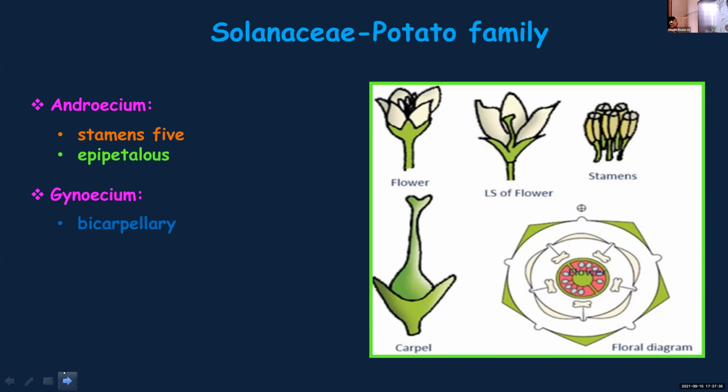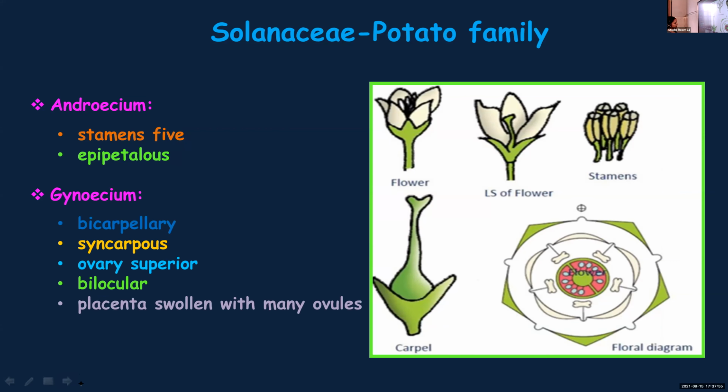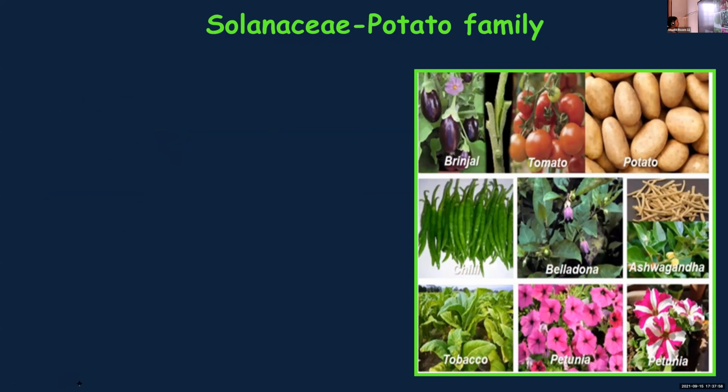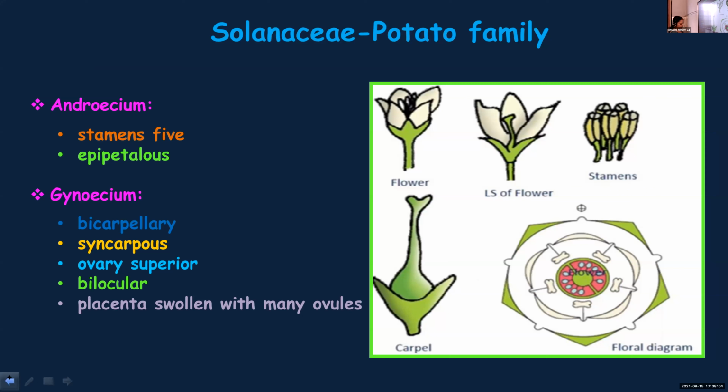Then gynoecium. Bicarpellary, 2 carpels are there, syncarpous, and those carpels are fused together. Superior ovary, bilocular, 2 chambers you can see in the ovary. Placenta is swollen with many ovules. So once again, I will show you the points. Androecium, 5 stamens are present. Then epipetalous, bicarpellary, syncarpous, superior ovary, bilocular, placenta with many ovules.